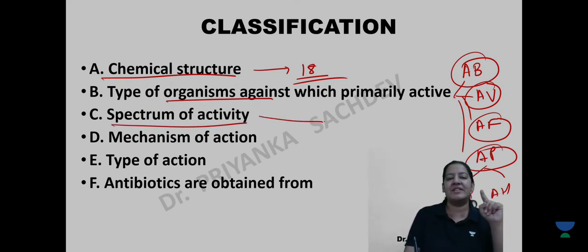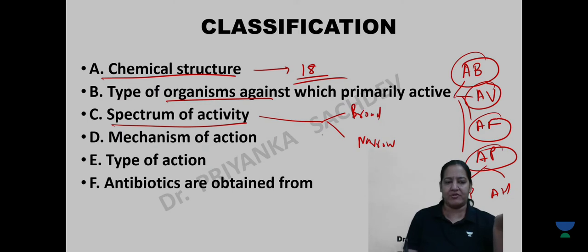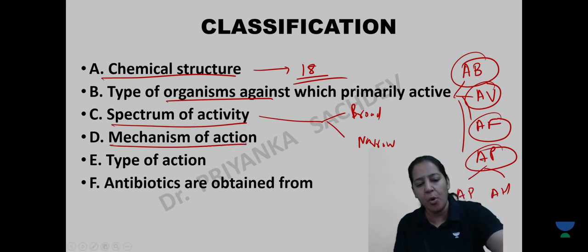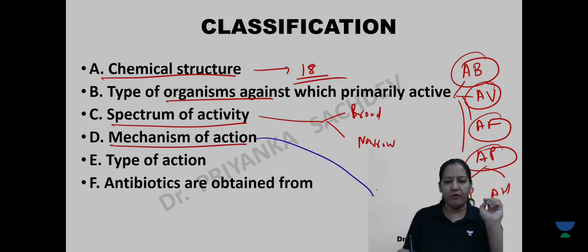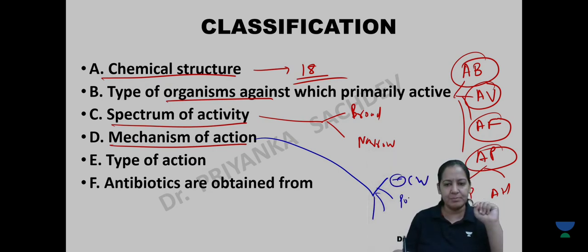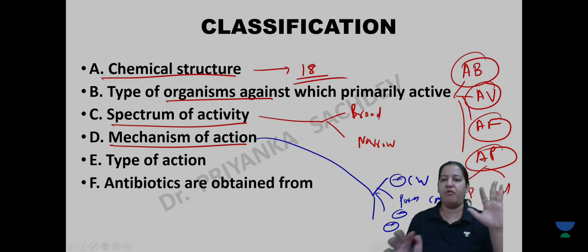Based on the spectrum of activity, it is of two types. They can be broad spectrum or narrow spectrum. You know the meaning of broad and narrow spectrum. Based on the mechanism of action, the most important classification, there are 4 types: the one which inhibits cell wall synthesis, the one which causes pores in the cell membrane, the one which inhibits nucleic acid synthesis, and the one which inhibits protein synthesis. So based on their mechanism of action, there are 4 types.